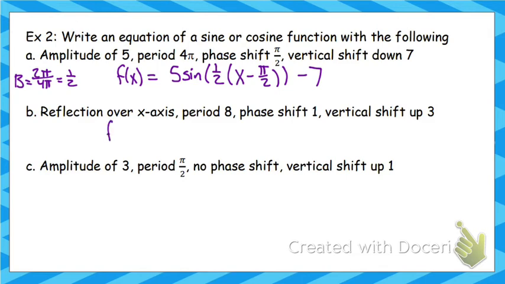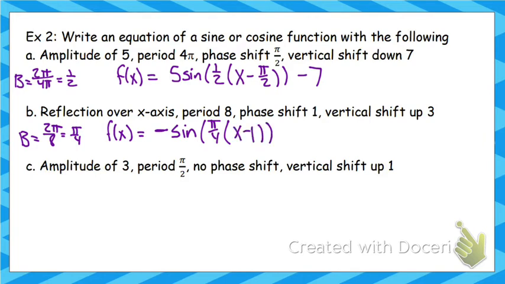All right, next one. Again, I'll just do sine again. Reflection over the x means I'm going to have a negative out in front. It does not say anything about the amplitude, so I'm going to assume the amplitude is 1. The period is 8, so the b value is 2 pi divided by 8, which is pi over 4. The phase shift is 1, so x minus 1, and then the vertical shift is plus 3.